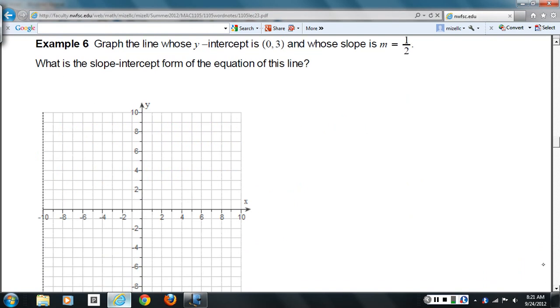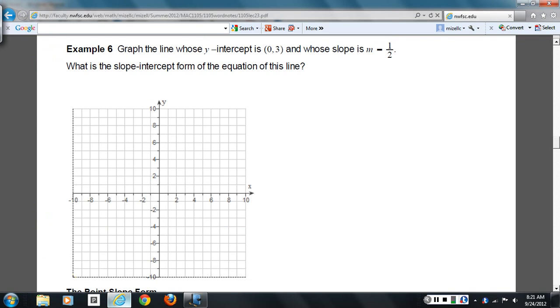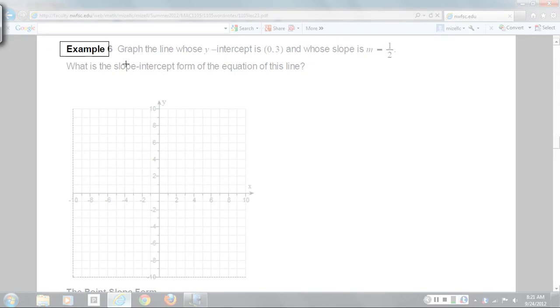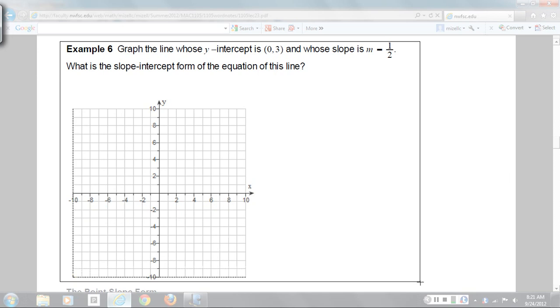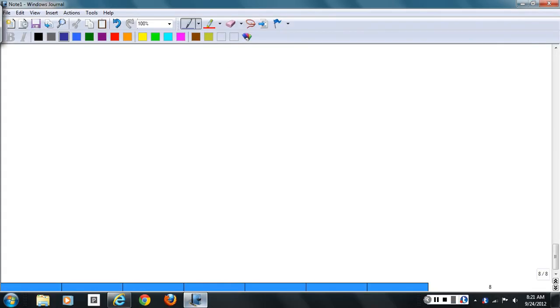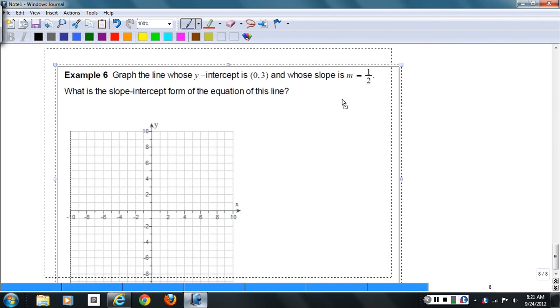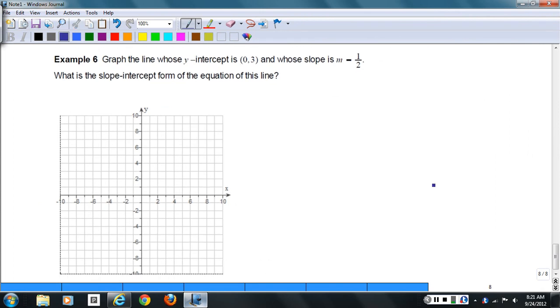Example 6 is a little bit on the trivial side, I think, but we'll do it. Example 6, graph the line. I think really the point of example 6 is to emphasize that if we know the slope and we know the y-intercept, basically we have the slope-intercept form which gives us that information, then graphing the line should be as straightforward as plotting the y-intercept and then using the rise over run idea with the slope.